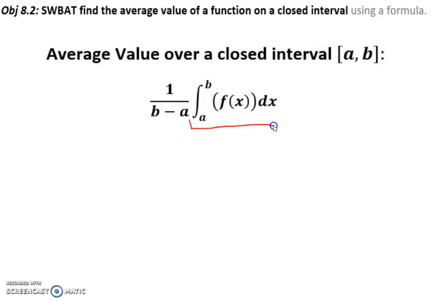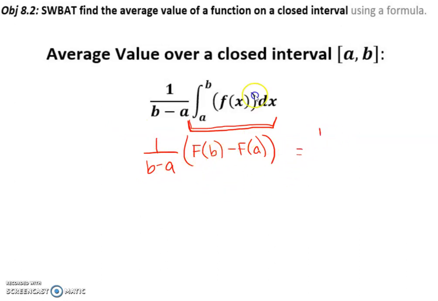Using the fundamental theorem of calculus, this integral would be equal to capital F of b minus capital F of a. So you would take the antiderivative of the function, and then you would plug in your upper and lower limits. And notice what happens. If you have a fraction 1 over b minus a out front times this, that would go to the numerator, and this would become capital F of b minus capital F of a over b minus a.